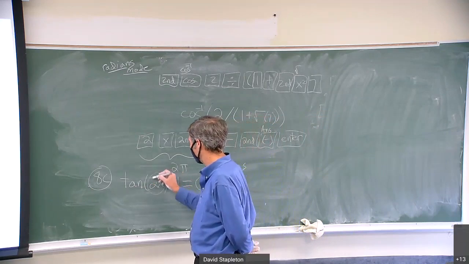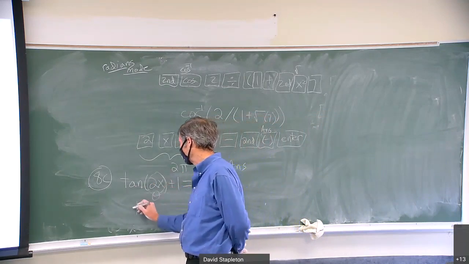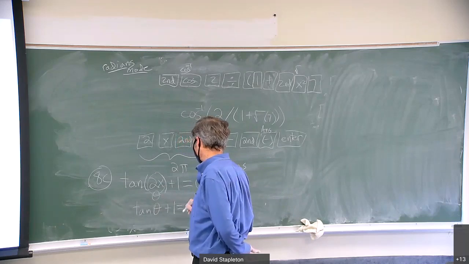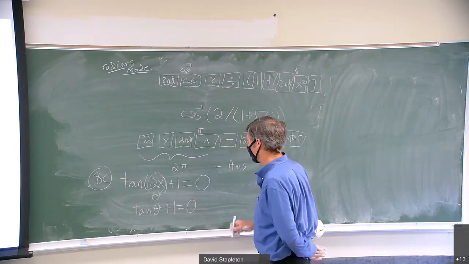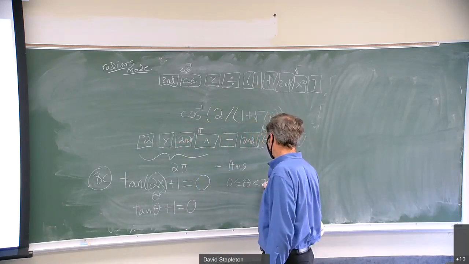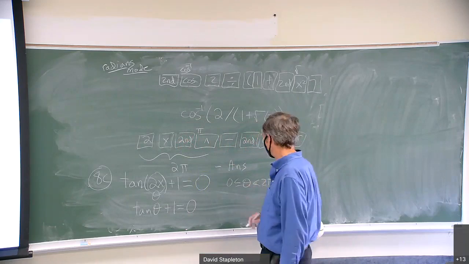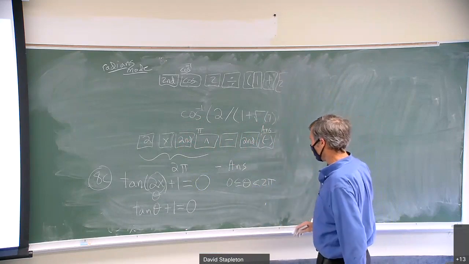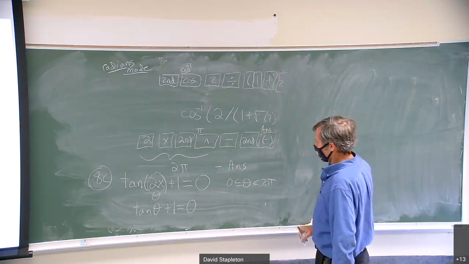Make a substitution. Call this theta or something, and solve tangent theta plus 1 equals 0 on the unit circle, and then we'll go convert back when we're done. So with this one, I'm also supposed to have theta between 0 and 2 pi, which tells you coincidentally I expect your answer in radians to be a point off, right? All right. Tangent theta plus 1 equals 0.